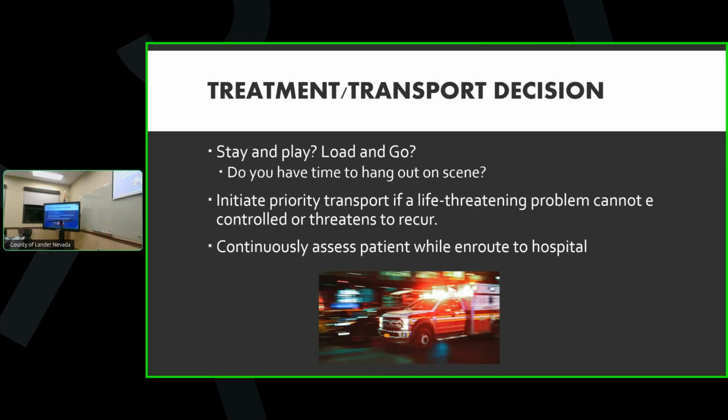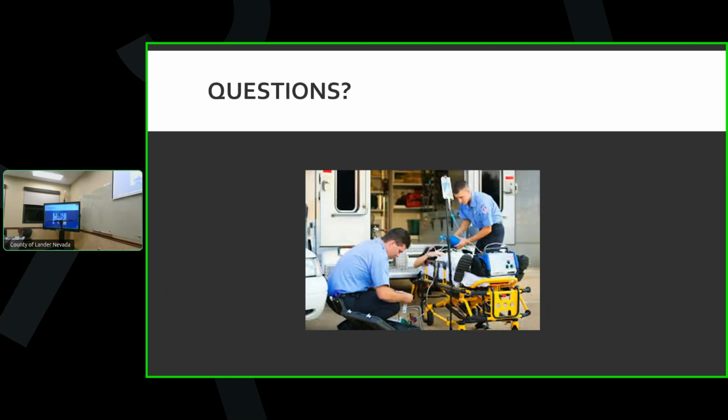It's not abnormal to give multiple doses of epi while you're en route to the hospital. You give them the epi, they're like, I'm better. And then 5 minutes later, I'm not better, and you need to give them another one. So that's a perfect example of that. All right, questions?